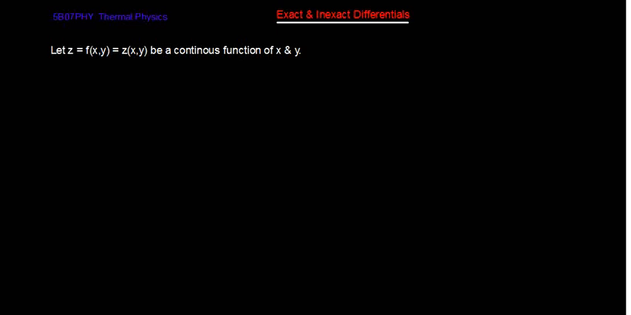So in this session, let us learn about two different types of differentials, namely the exact and inexact differentials. So let's consider a function, say z, which is a function of x and y. So let me write z equal to z of x, y, and let it be a continuous function of x and y.